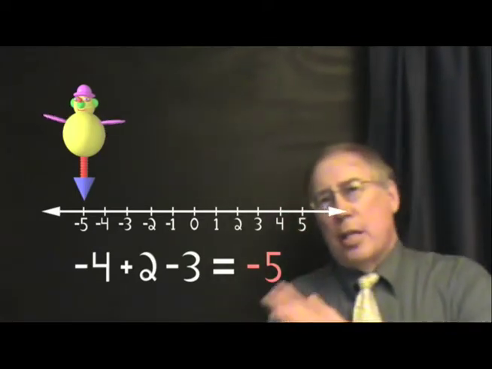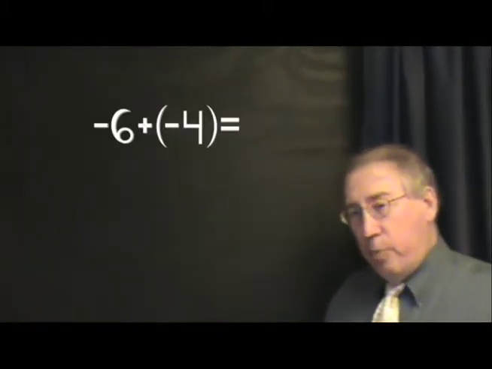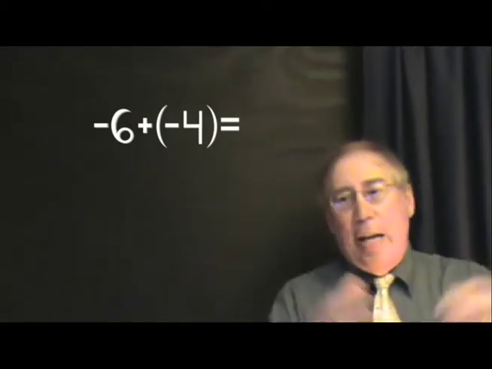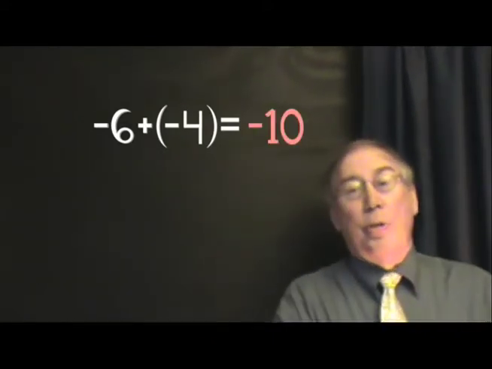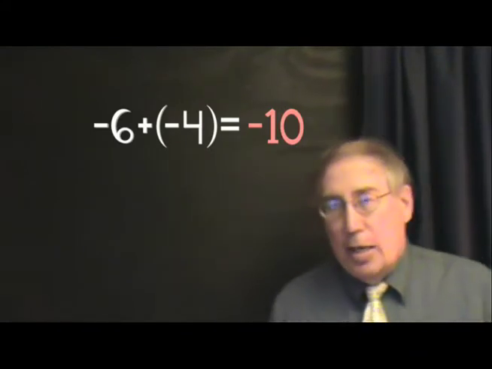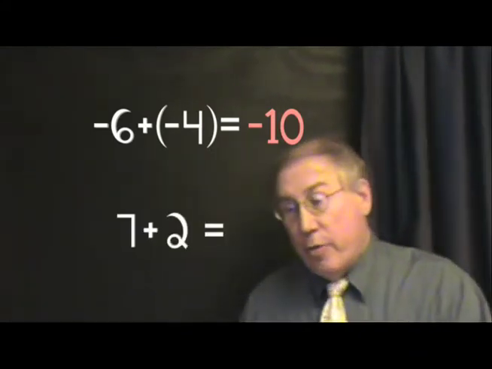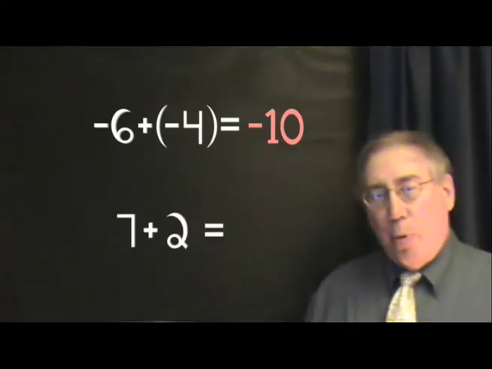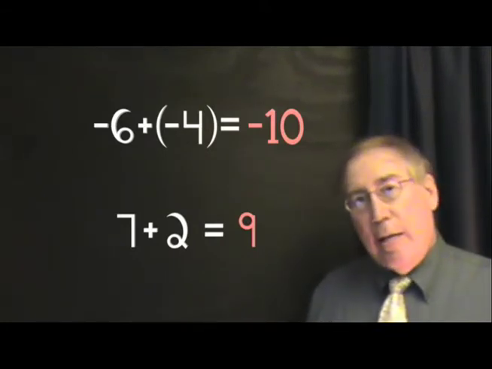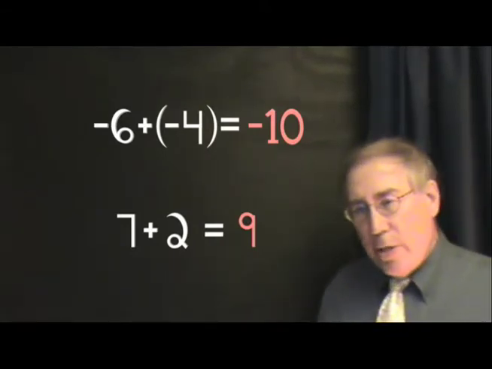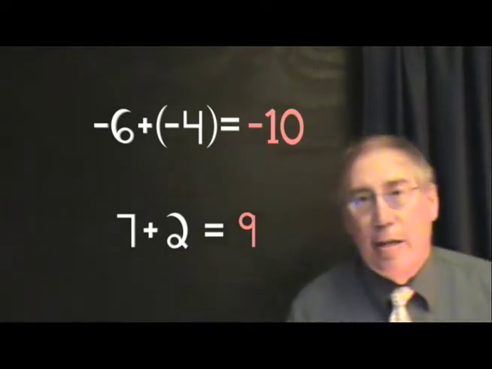Now, but let's suppose that we're not going to use the number line. Then we have to follow a few rules here. Let's suppose that we have problems where the signs are the same. Then what we do is we just add them like we normally would, but then put the sign that you use. In the first case, both were negative, so we'll get a negative 10. And in the second one, both are positive, so we'll get a positive 9.